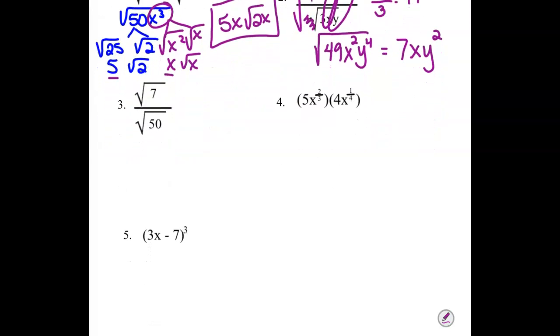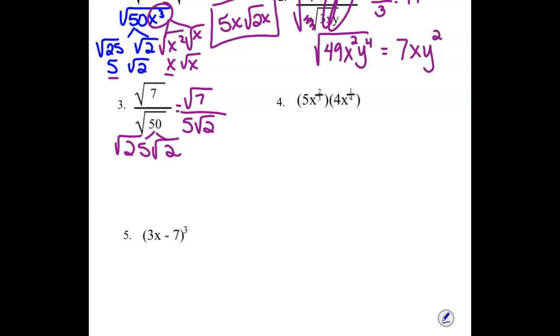For question 3, again we are being asked to square root a fraction. I can't reduce the 7 and the 50, so it doesn't really help me to think of it as one big square root symbol. So I'm going to leave it like this, but I am going to break down this 50. We did this in the first question. We broke it into a 25 times 2. So I'm going to think of this as the square root of 7 divided by 5 times the square root of 2. And what that does is it helps me figure out how to rationalize this.